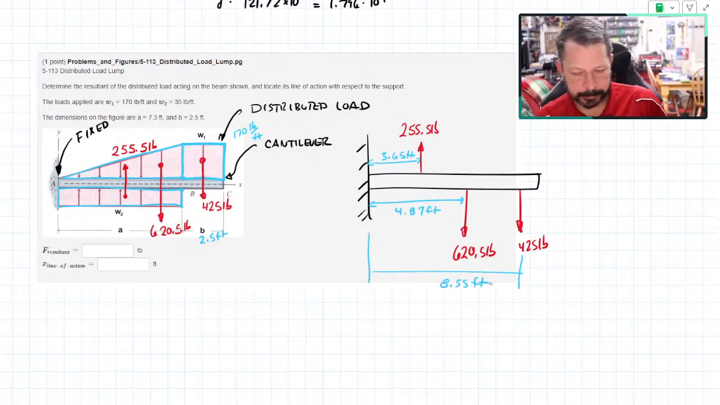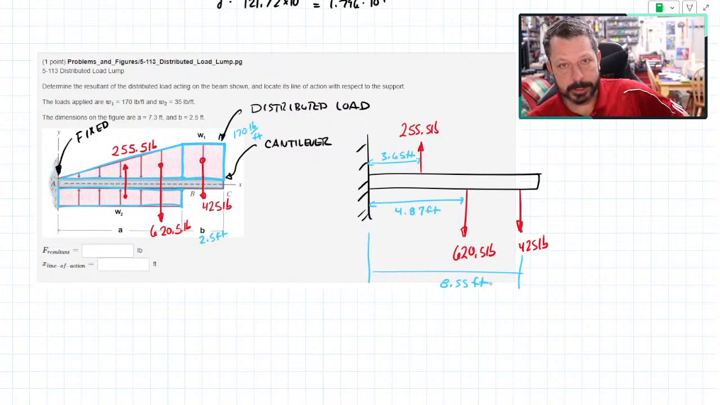So now, what this particular problem is asking is, if I combine all of these forces that represent distributed loads into a single force, where do I put it? And what magnitude is it? So the resultant is easy. I just add them up.